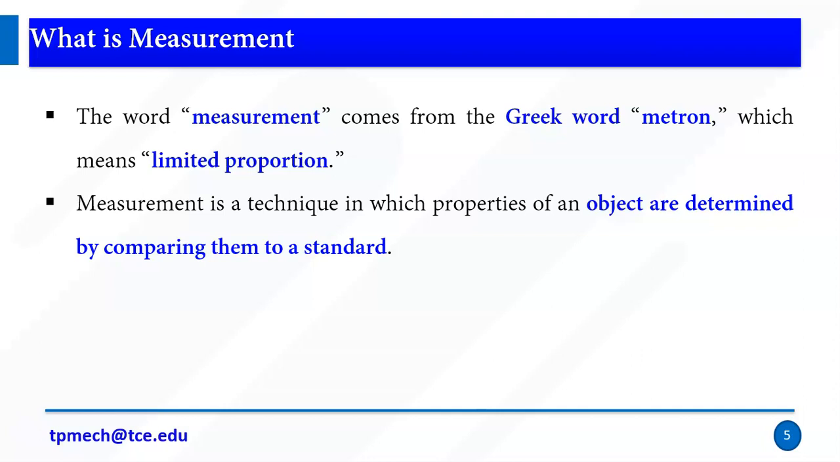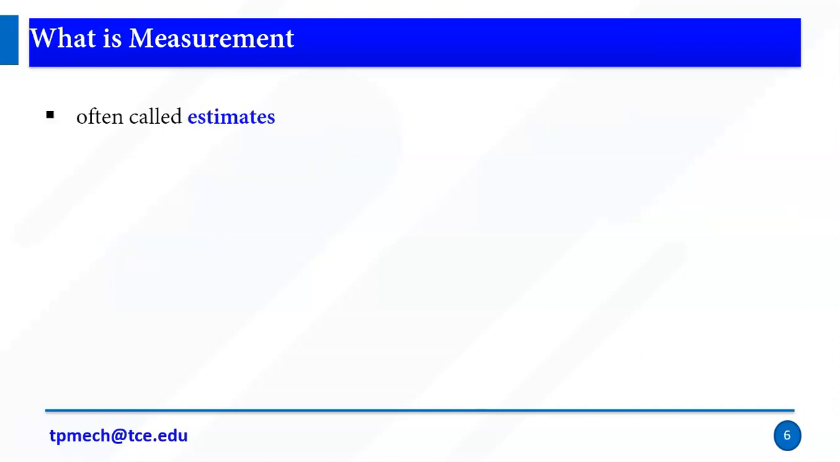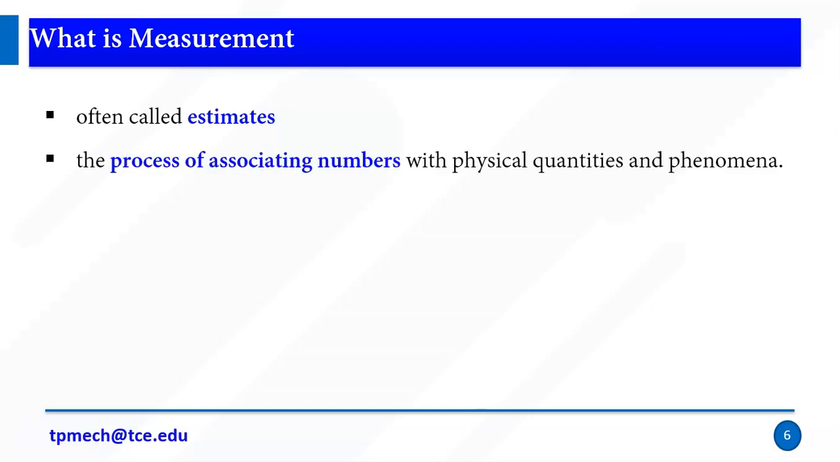The standard is defined on our scale. If you use a nominal or ordinary scale, the readings are noted. That is the standard value. You compare the standard value to the required object, and the variations you note down. That is the measurement part. It is also called the estimate. We often say it is an estimate, which means we need to estimate how much the point is.